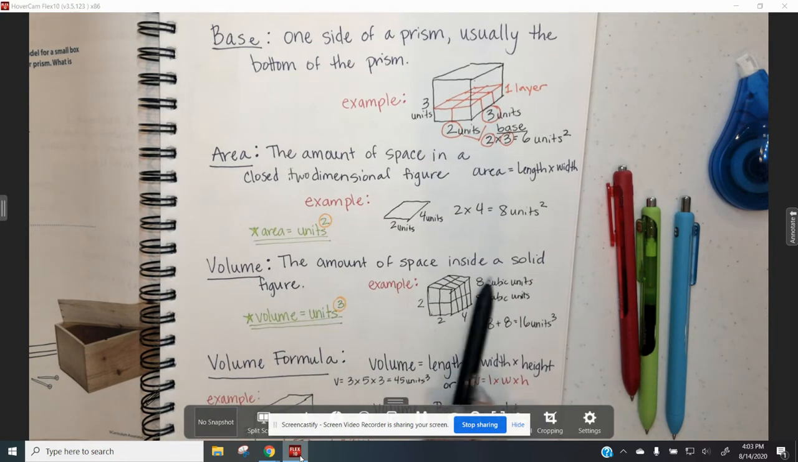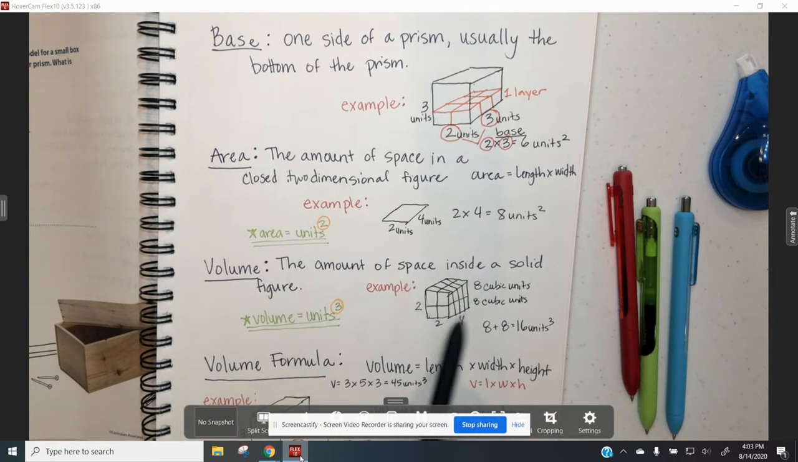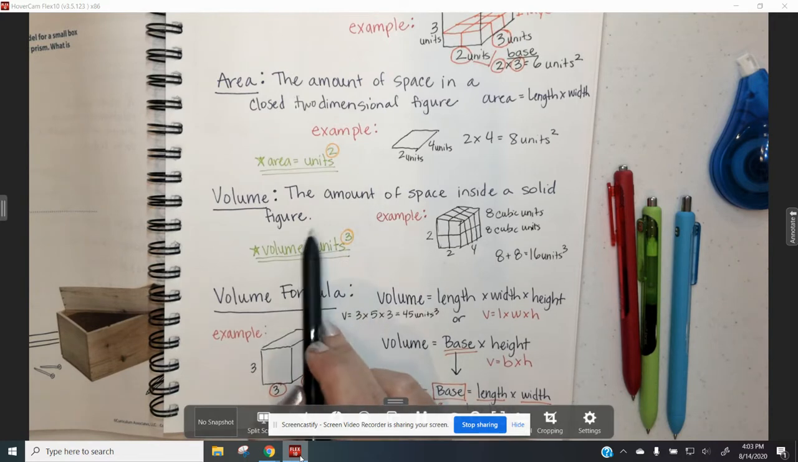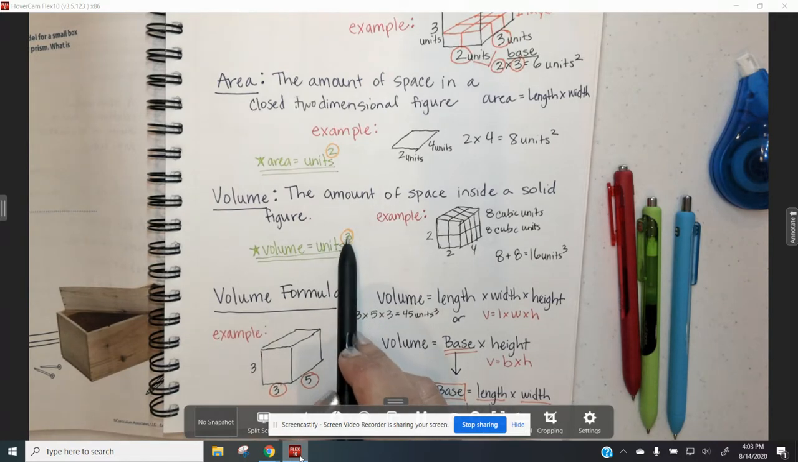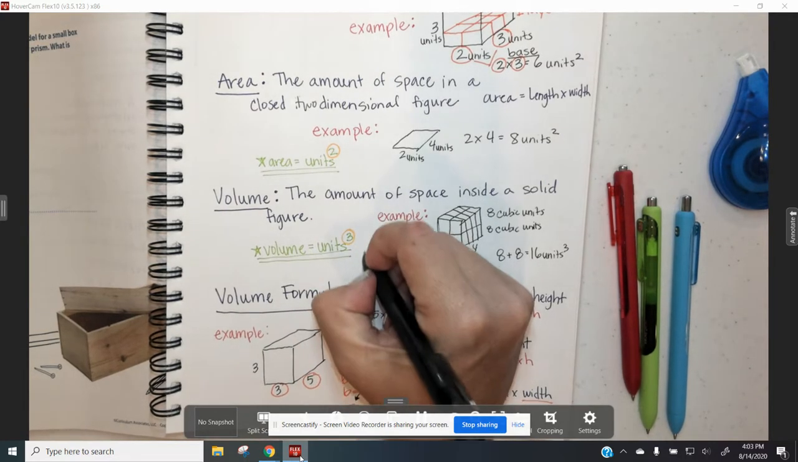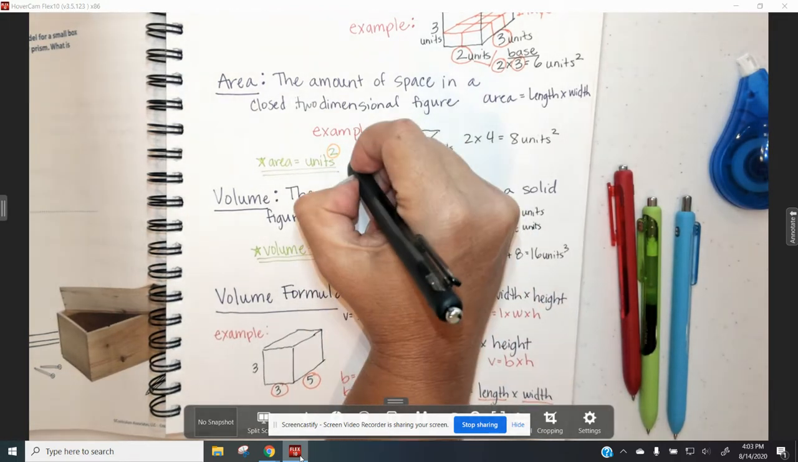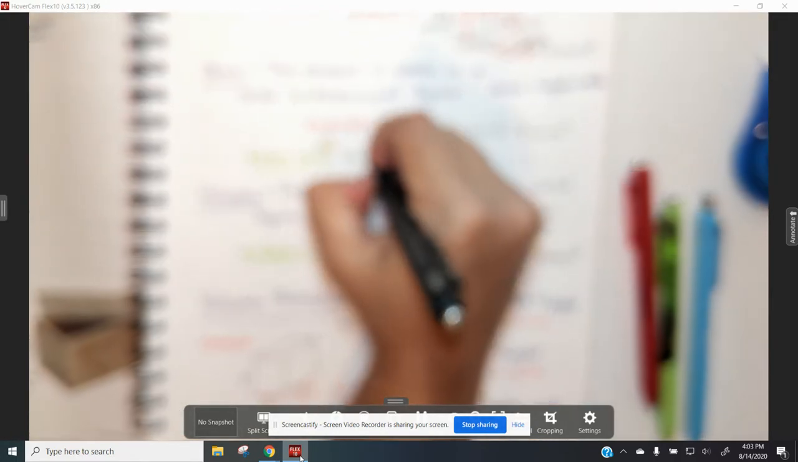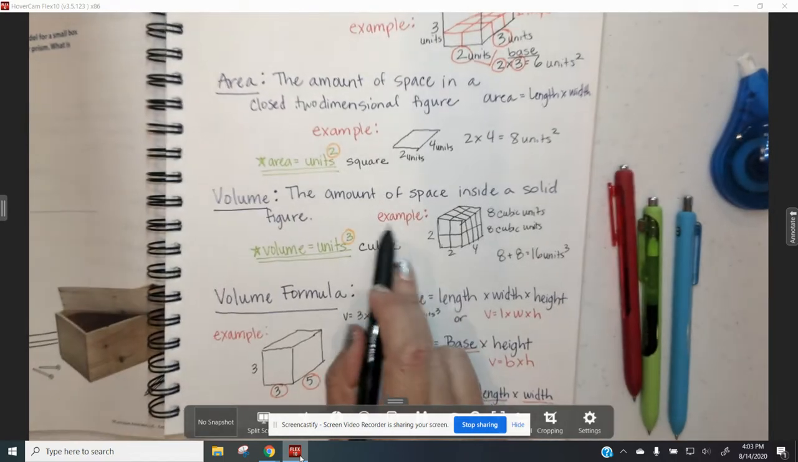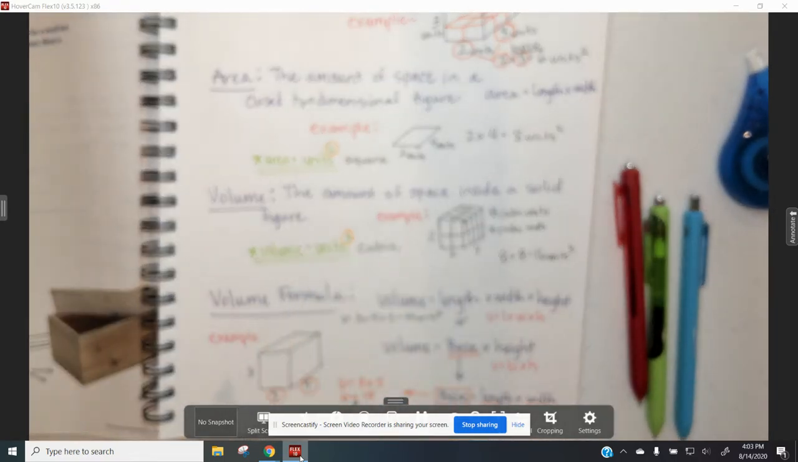Volume is the amount of space inside a solid figure. So how many unit cubes fill up this whole space? That would be the volume. And whenever we're talking about volume, we're talking about cubic units. That's what that 3 means. It means cubic. This 2 means square. But in our case, we're talking about cubic units.